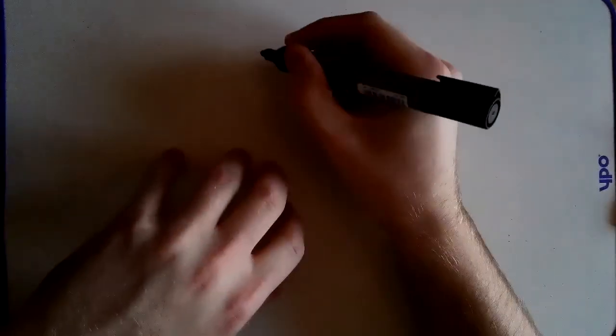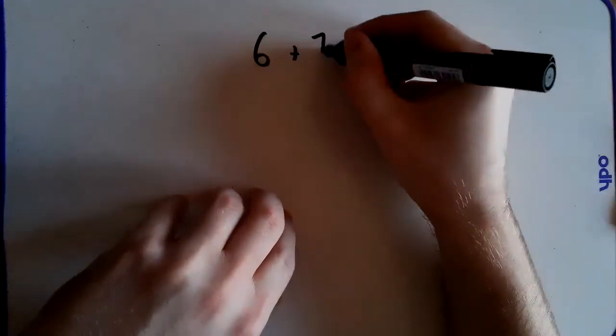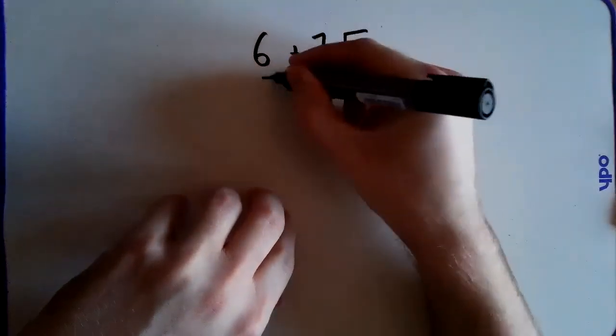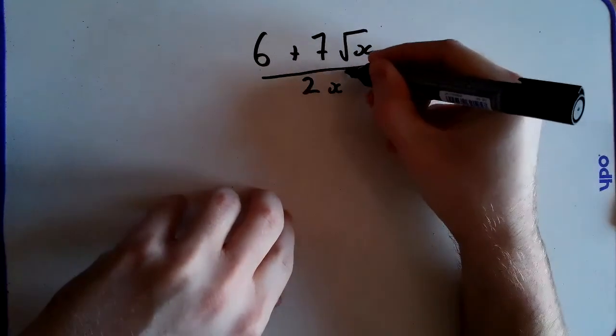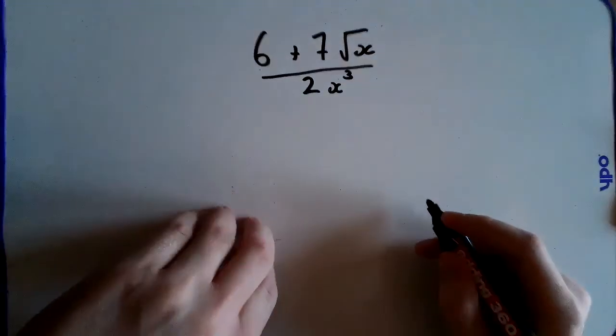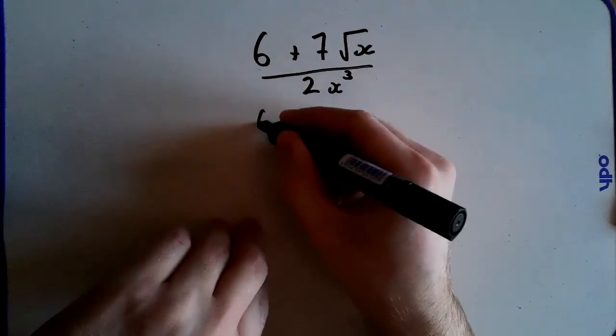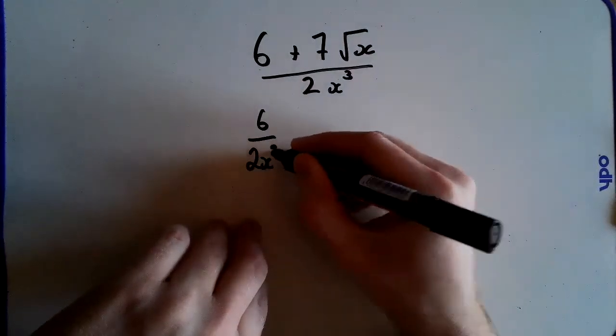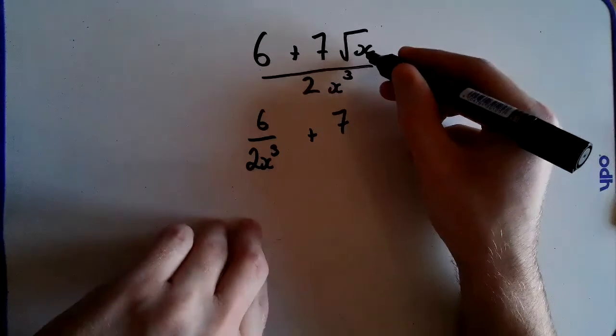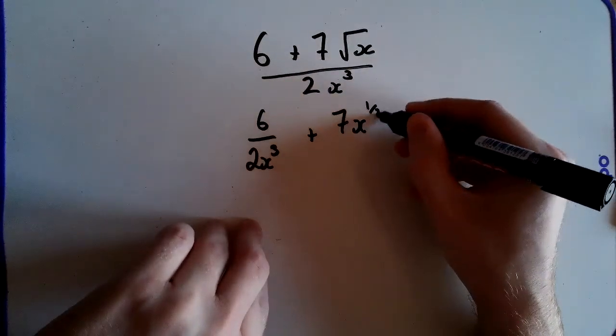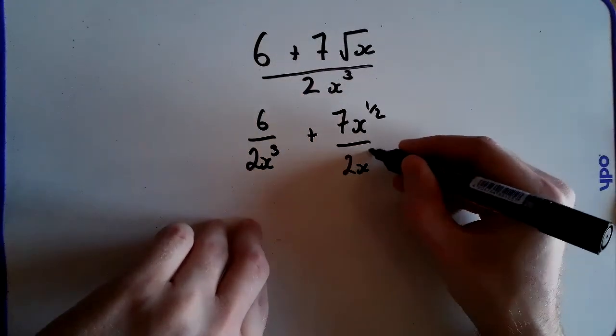Okay, so lesson 1 started. We have (6 + 7 root x) over 2x cubed. So first thing to do, remember, is split them up. 6 over 2x cubed plus 7. I can write root x as x to the half, over 2x cubed.